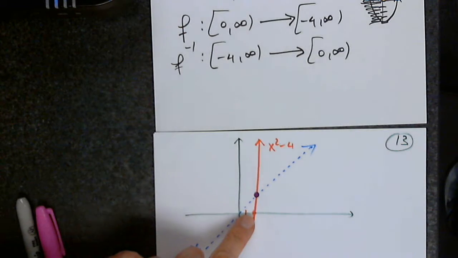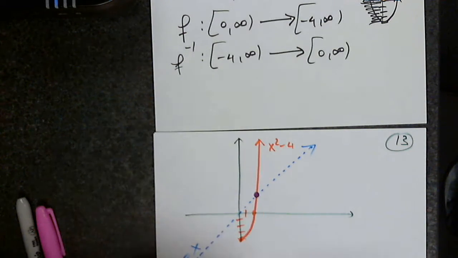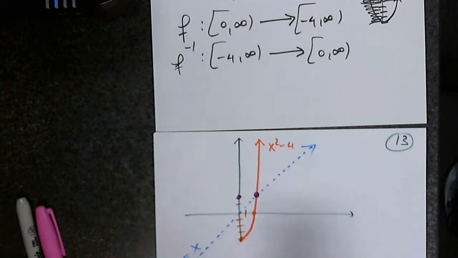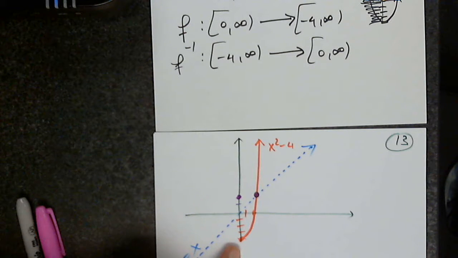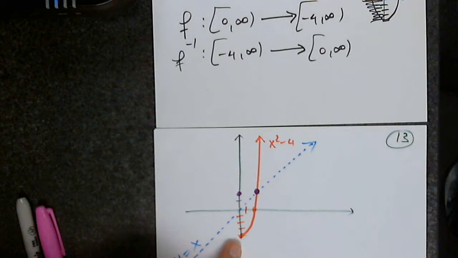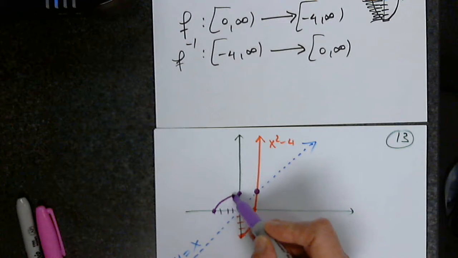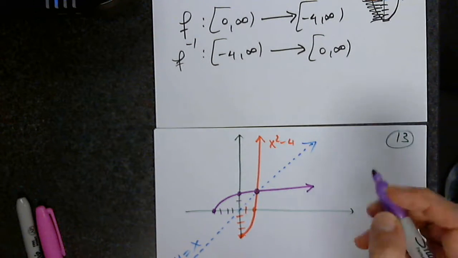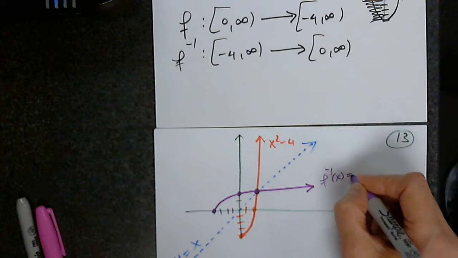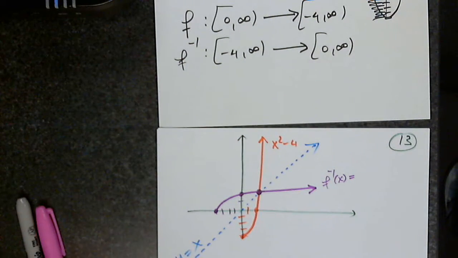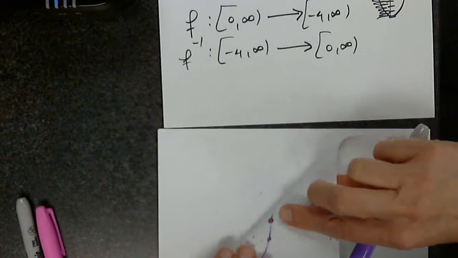This point reflected goes where? It was at 2, 0. Where will it go? 0, 2 indeed. This point was at 0, negative 4. Where will it go? Negative 4, 0. So this must be the graph of the inverse function, f inverse, and I'll come back and fill it in. They have to be symmetric at all times, symmetric with respect to y equals x.